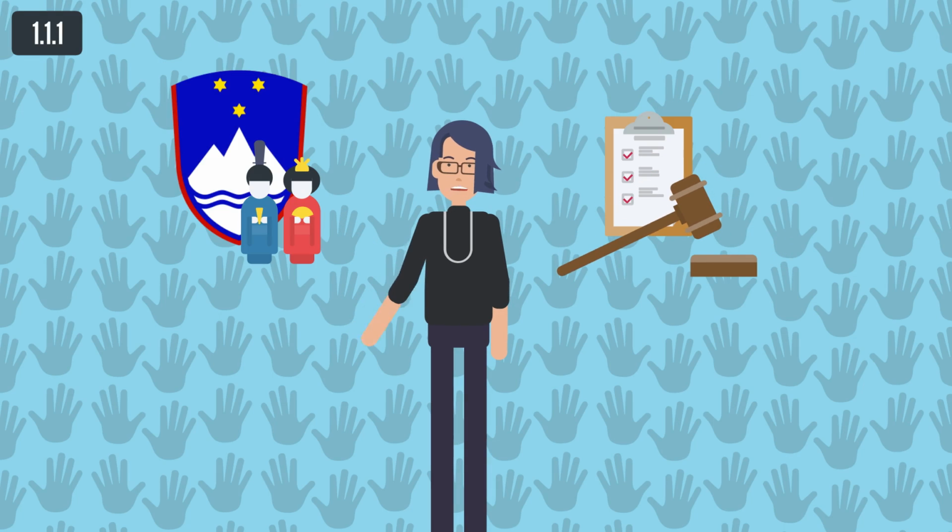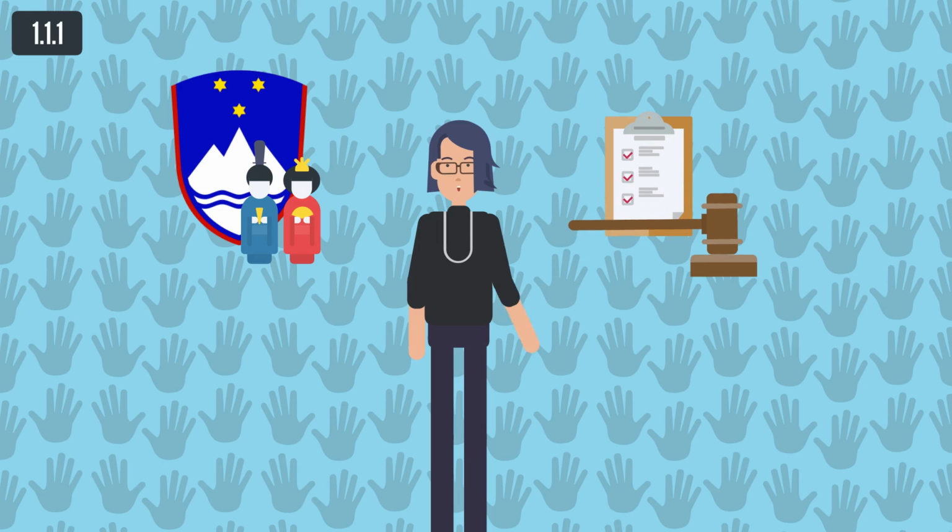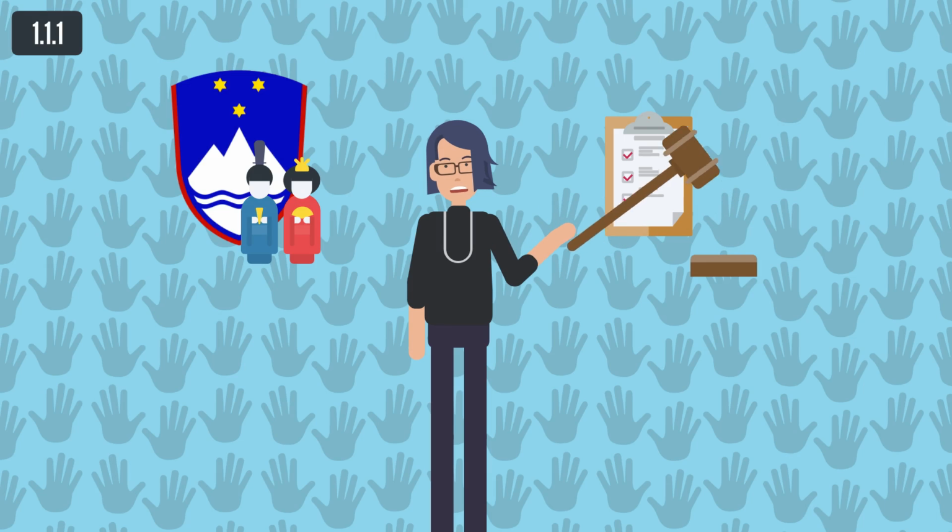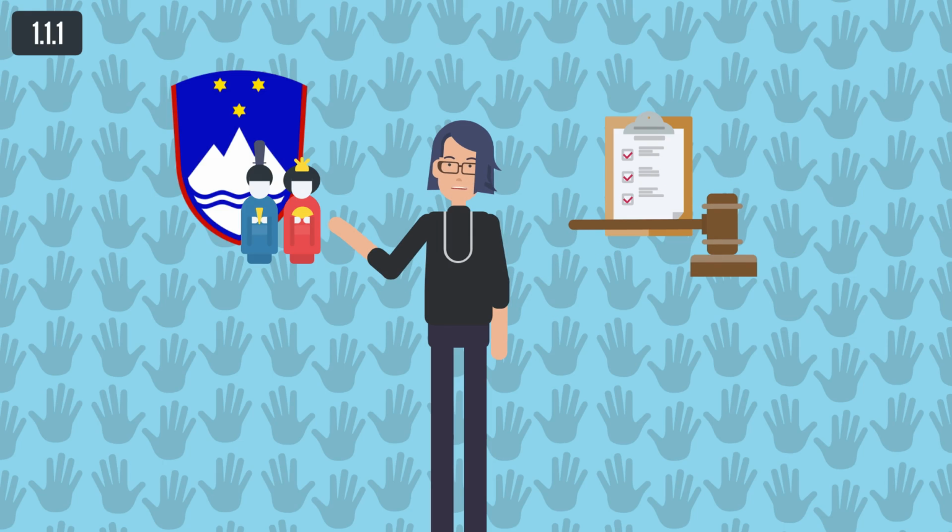EEA members are the European Union member states, Norway, Iceland and Liechtenstein, and nationals of Switzerland. Nationals of all other, third, countries.